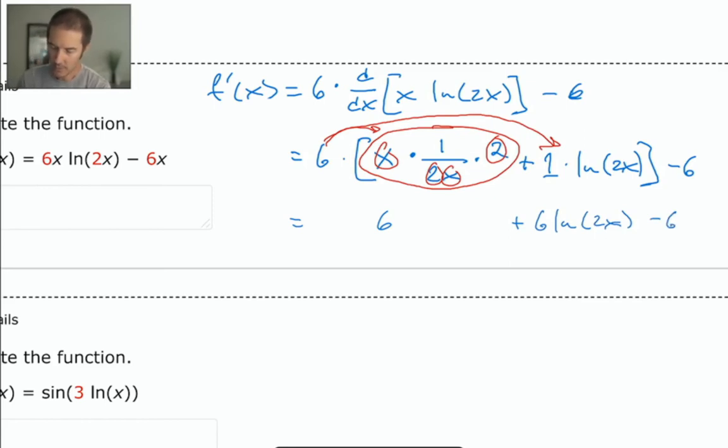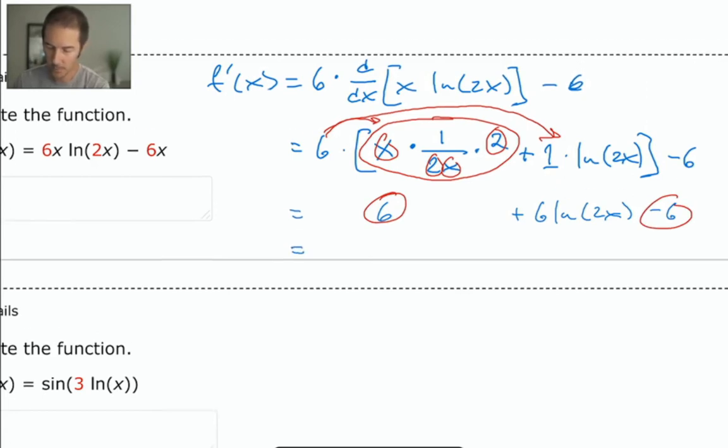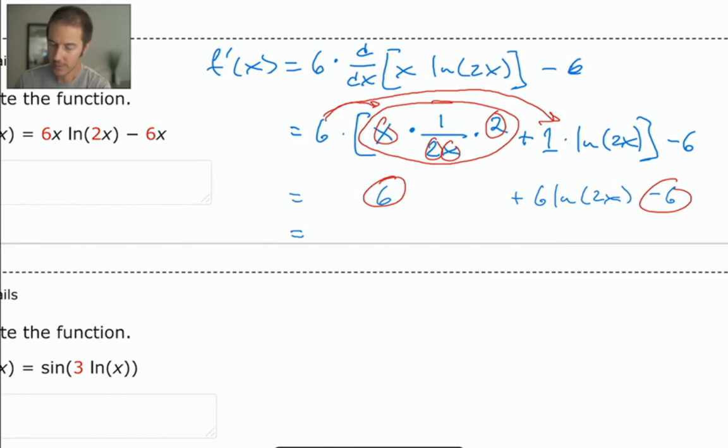Now, as we transition to the next line, which is going to end up being our solution, this positive 6 and this minus 6 are going to actually cancel each other out. Now, those turn into 0. Anything minus itself equals 0. And our final answer is 6 times the natural log of 2x.